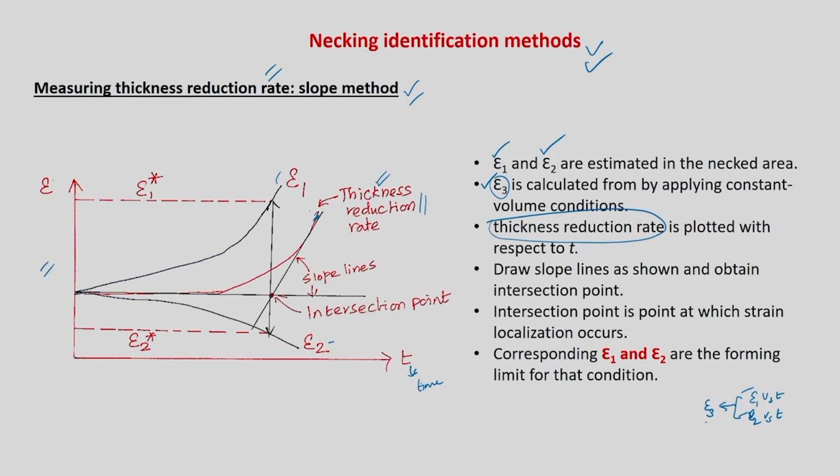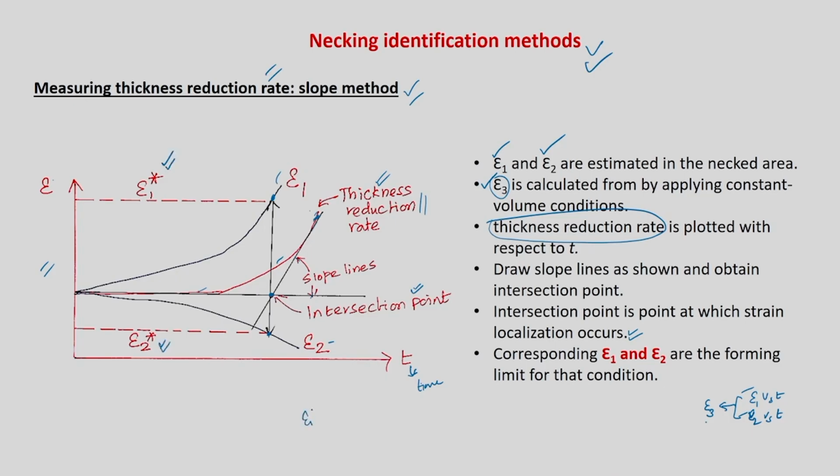Now what you can do is draw slope lines from the initial part of the thickness reduction curve and the unstable part of the thickness reduction curve, and find the intersection point. You can see this black line and this black line are slope lines for this part and this part, and they meet here. Finding this intersection point is going to be very important for us. This is the point at which strain localization happens, and that is why there is a sudden increase in your thickness reduction rate. There will be a corresponding value of epsilon 1 and epsilon 2, which you are going to call epsilon 1 star and epsilon 2 star.